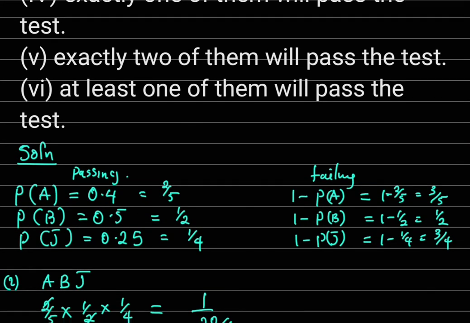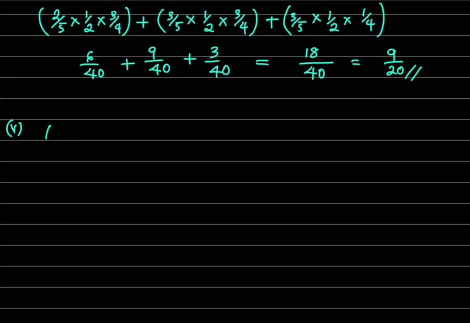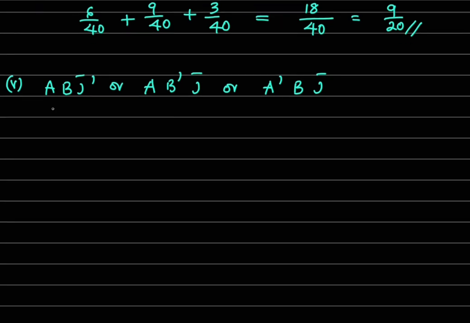exactly 2 of them will pass the test. Now, this means that A can pass, B can pass, but J will fail, or A will pass, B will fail, but J will still pass, or A will fail, but B will pass and J will pass. These are the only possibilities. Very simple. So we remember this.